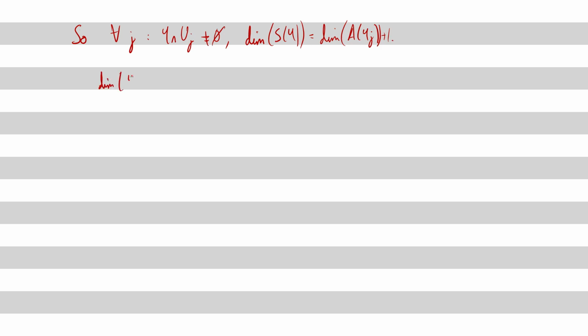The dimension of our projective variety is equal to the supremum over i of the dimension of Yi, which is equal to the supremum over i of the dimension of Ai, which is either 0 or the dimension of this minus 1.